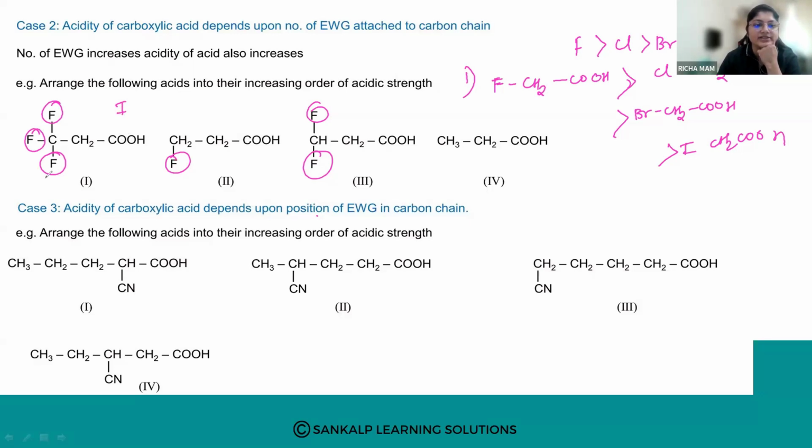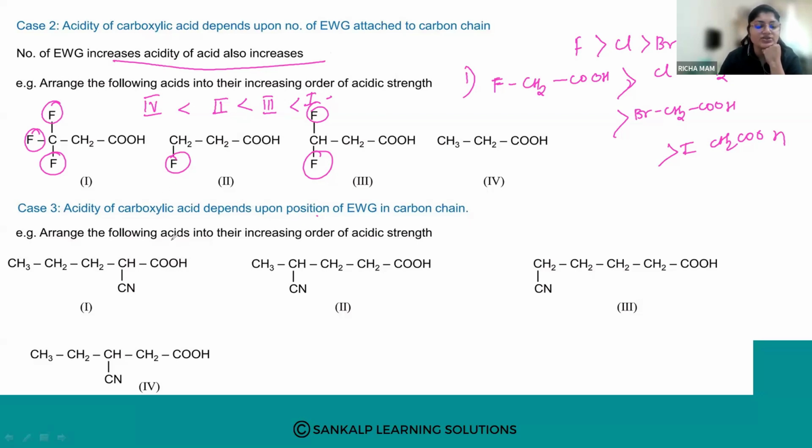You have to arrange it in the increasing order. So which will be least? Your least will be this one. So in increasing order, first will be your fourth one, then fourth is less than your second one, then will be your third one, and then your first one. So this is the arrangement of the molecules in their increasing order. As the number of electron withdrawing groups increases, the acidic strength also increases.